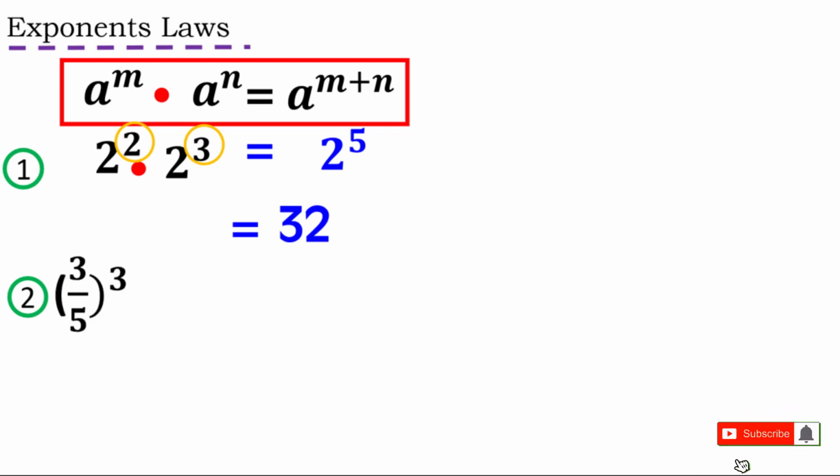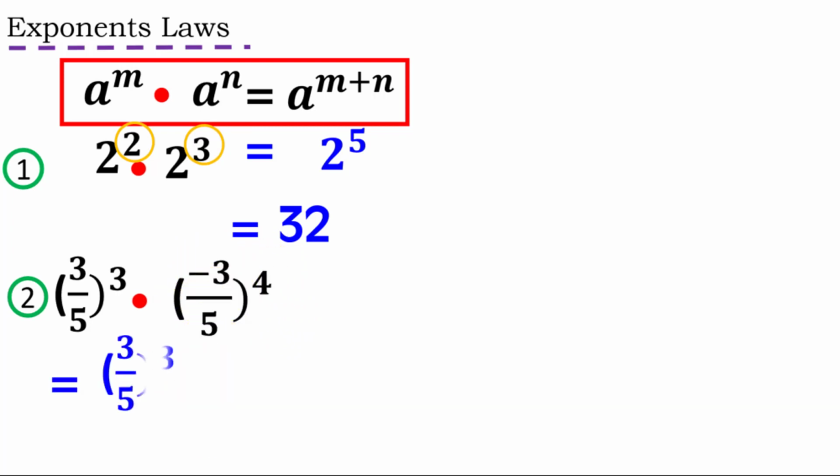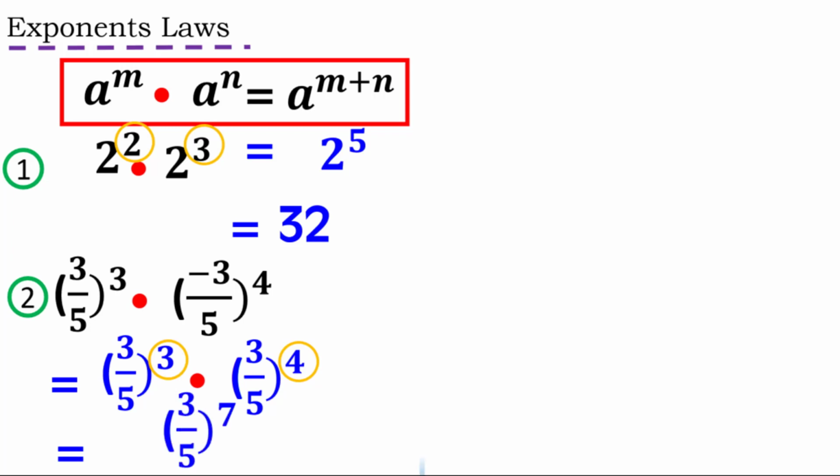For example, 3 over 5 raised to the power 3 times negative 3 over 5 raised to the power 4. We have here different bases, 3 over 5 and negative 3 over 5. But here the power is what? Is an even number. So the value will be what? Will be positive. So negative 3 over 5 raised to the power 4 equals 3 over 5 raised to the power 4. And we can apply the rule now. Just write the base and add the two powers. 3 plus 4, it will be 7.